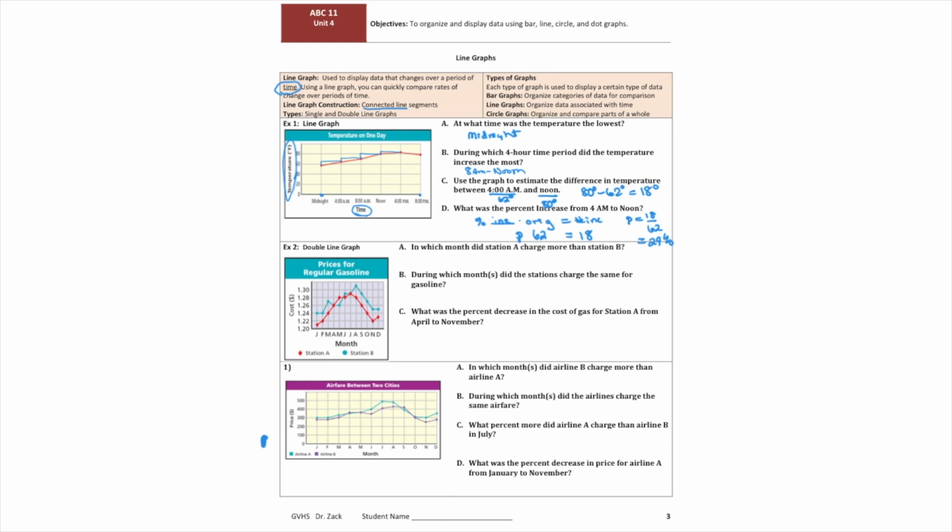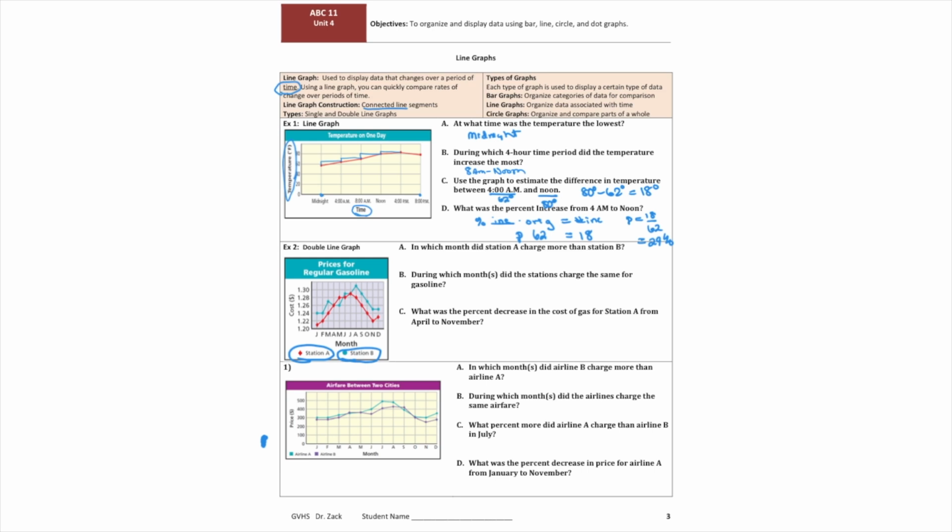Example 2 is a double line graph. So you have to read which one each of these lines represents. Station A is in the red color, station B is in the blue color. Station A also has diamond marks, station B has circle marks.